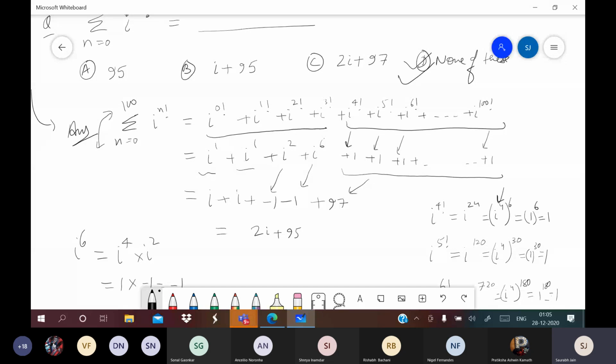So because of that, D will be the option, because in C it is 2 iota plus 97. That is a wrong option. Okay, 2 iota plus 95. So I hope this is clear.